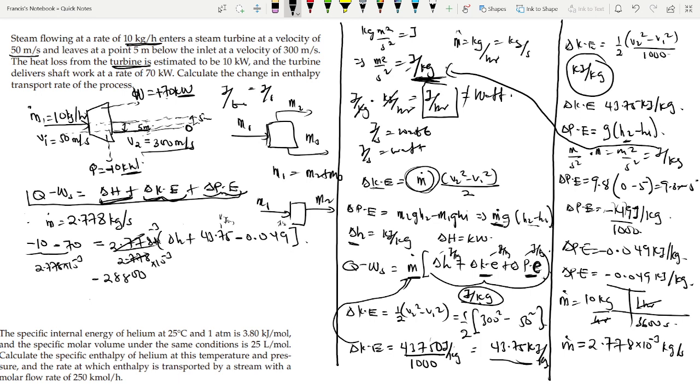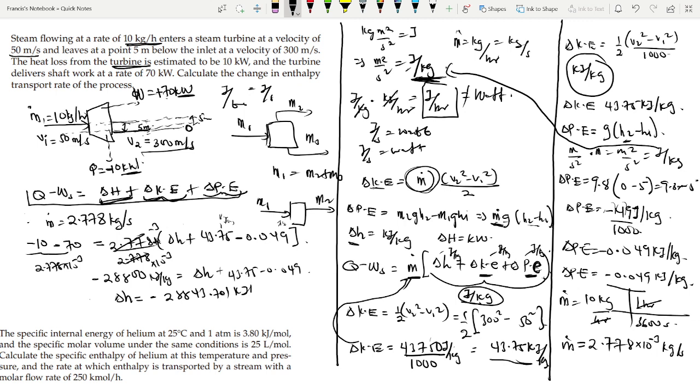28800. So our unit here is kilojoules per kilogram. The entire thing is the same unit as it is. So we change the enthalpy plus 43.75 minus 0.049. So when we solve this, we can get our change in enthalpy to be negative 28800 minus 43.75 plus 0.049. So then we get negative 28843.701. What will be the unit of this enthalpy?